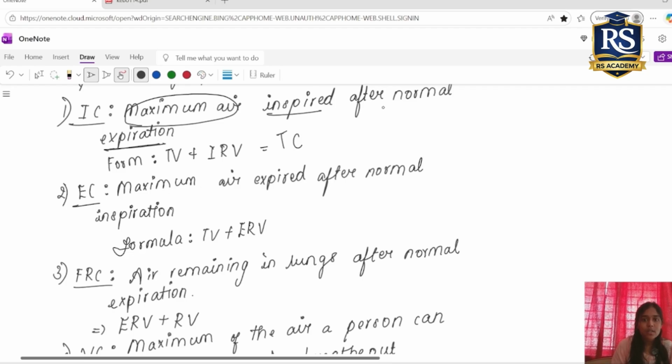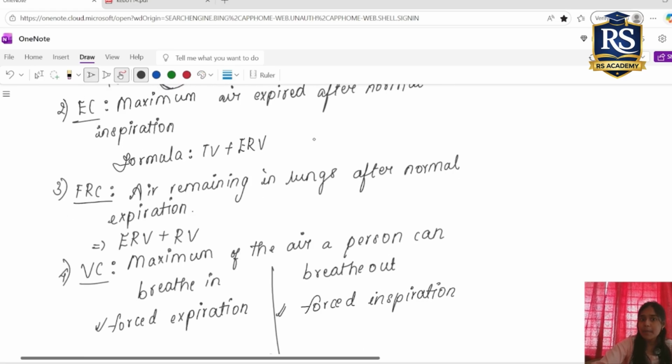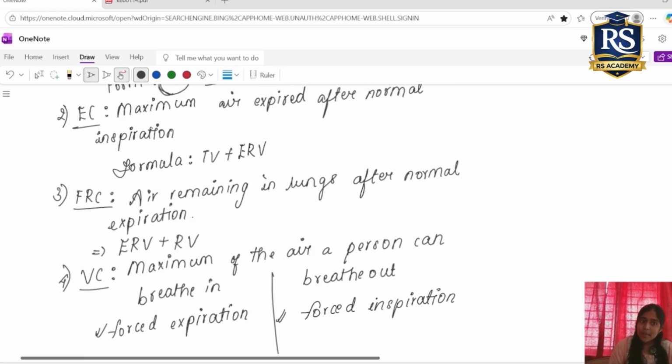So this involves normal expiration, that is tidal volume, along with the maximum amount of air inspired, that is inspiratory reserve volume. These both together give us the inspiratory capacity. And then comes the expiratory capacity. Expiratory capacity is nothing but the total amount of air a person can exhale after a normal inspiration.